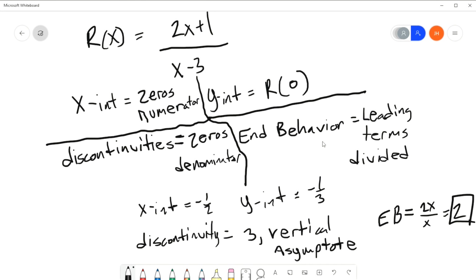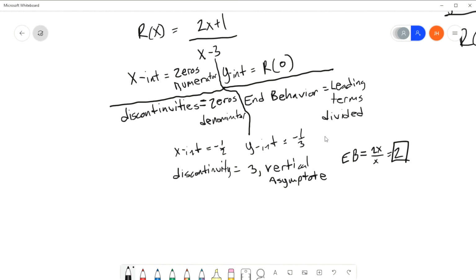I actually could just go ahead and graph it. I'm just going to sketch the graph real quickly. X-intercept at -1/2. This looks like it could be -1/2. Y-intercept at -1/3. Here is -1/3. Discontinuity of a vertical asymptote at 3. Here's 3. So I'm going to do my dashed line vertically. And the end behavior is 2. Well, here's 2 on the y-axis. And oftentimes, if it's horizontal like this, it's called a horizontal asymptote. And so then what does it look like?